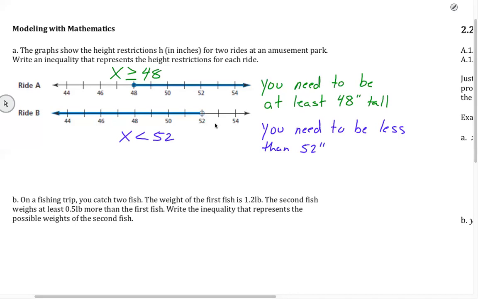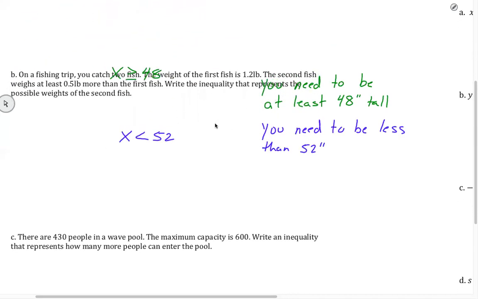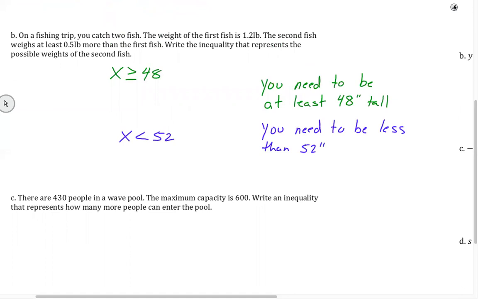On a fishing trip, this is more my style. Love fishing. All right, so I got you guys on this. Where do you go fishing tomorrow? Secret.